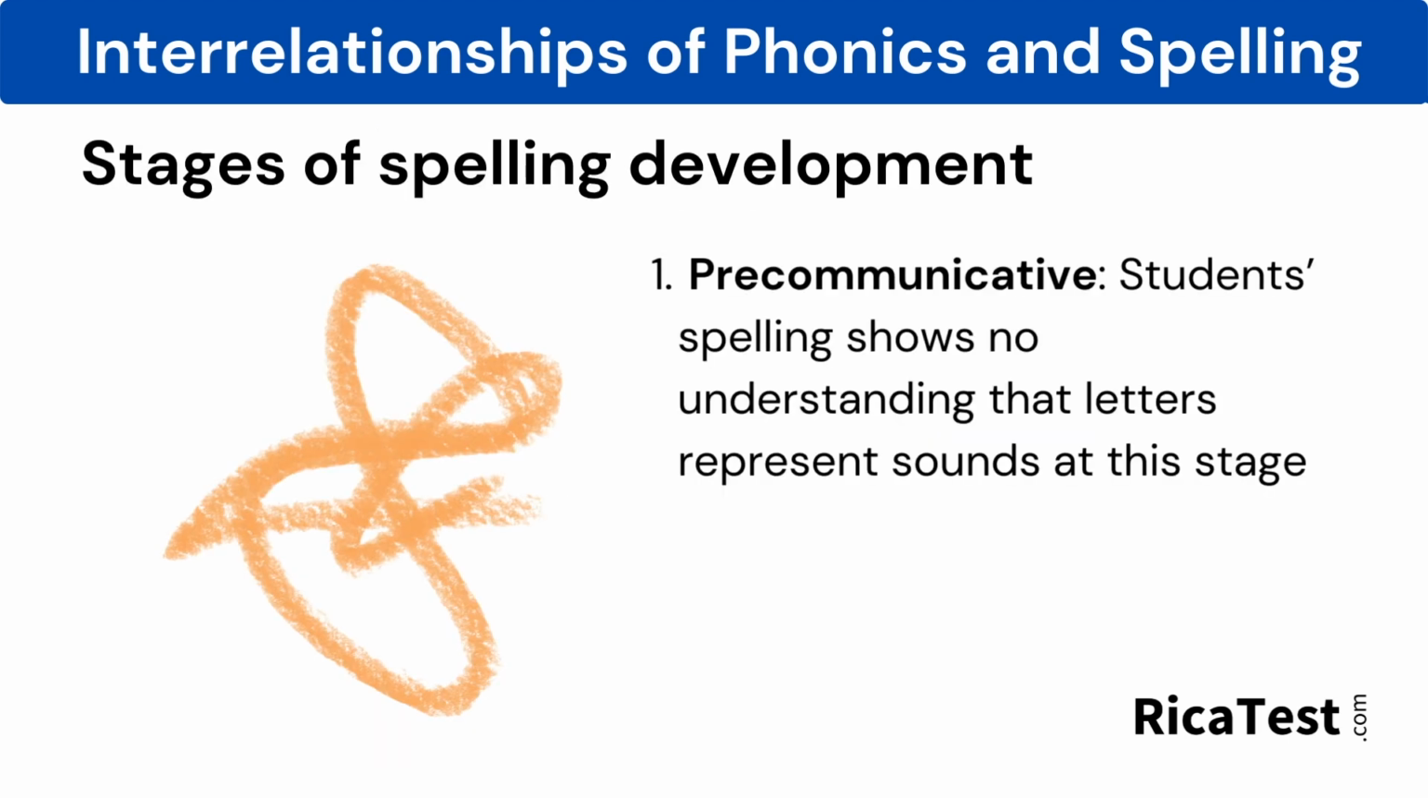The first stage is pre-communicative. This is where the student's spelling shows no understanding that letters represent sounds. At this stage, the student will draw pictures or make squiggles.